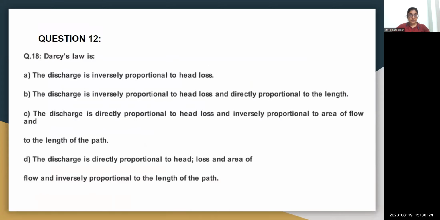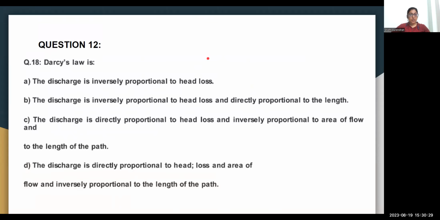So the next question. Darcy's law is one of the following. Discharge is inversely proportional to head loss. Discharge is inversely proportional to head loss and directly proportional to length. Discharge is directly proportional to head loss and inversely proportional to area of flow and to the length of the path. Discharge is directly proportional to head loss and area of the flow and inversely proportional to the length of the path. What would be the answer?